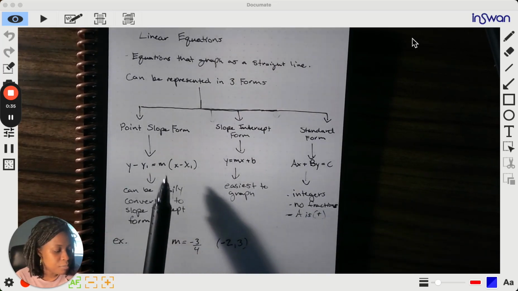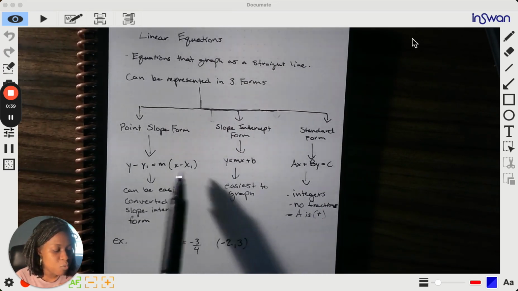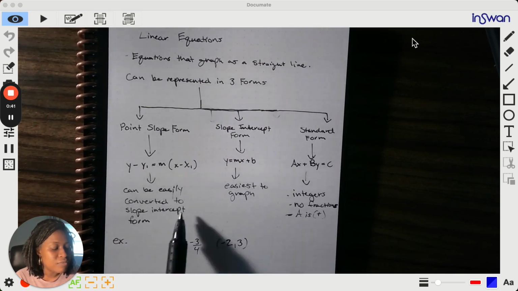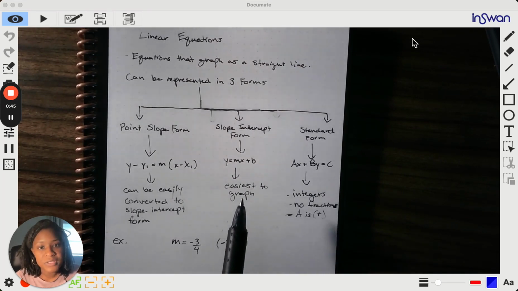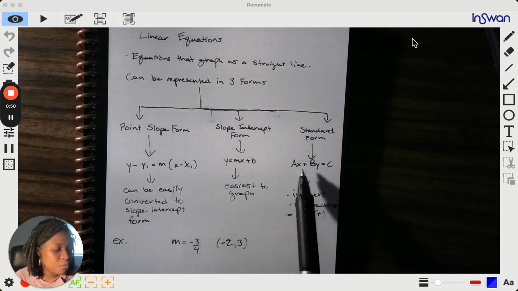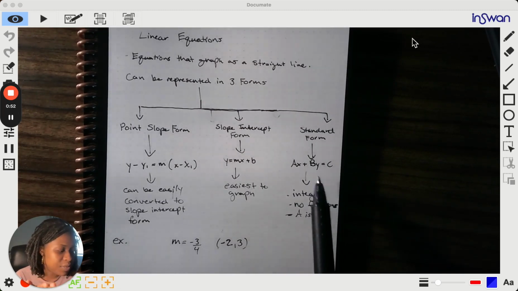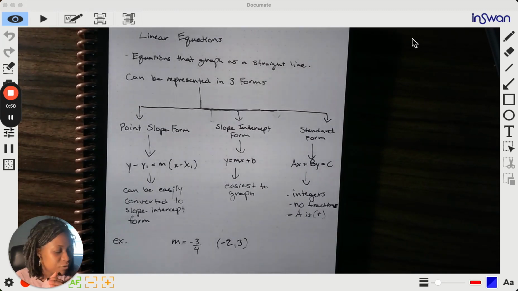Point slope form, which is where you have m, which is the slope, and you take 1 point. It can be easily converted to slope intercept form. That's this form. Slope intercept form is the easiest to graph. And then we have standard form, which is ax plus by equals c. We often use this one later on when you're talking about the quadratic formula and stuff like that.